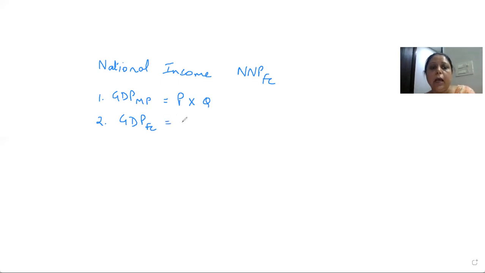Now, in this, how to get GDP at FC from GDP at MP. For this, you need to minus what is known as the net indirect taxes, or we call it indirect tax minus subsidy, or we call it minus indirect tax plus subsidy. Right? So this is the second aggregate.